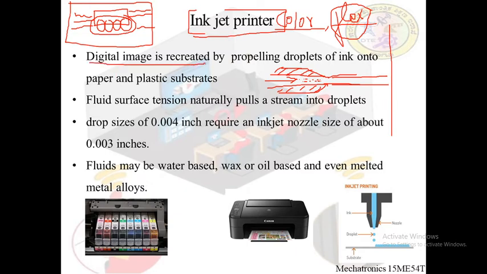Here a digital image is created by propelling droplets of ink onto the paper or plastic substrates. Fluid surface tension is the basic mechanism here, which pulls a stream into droplets. The drop sizes are very small, several times smaller than the diameter of our human hair.